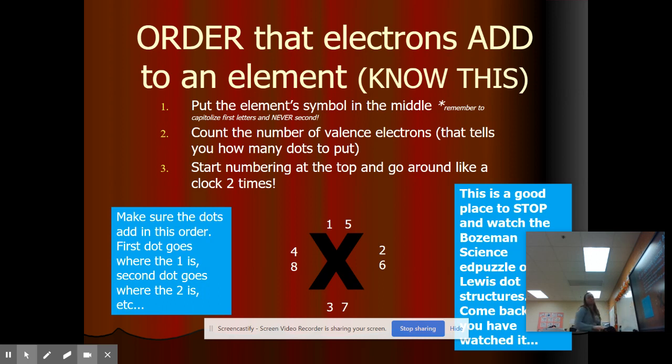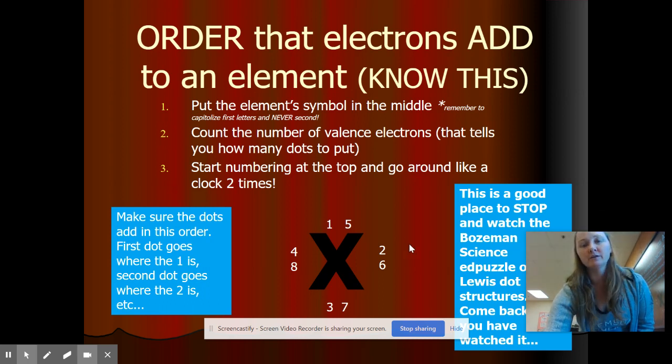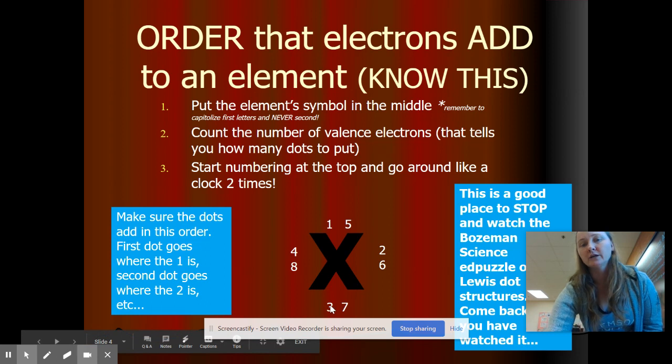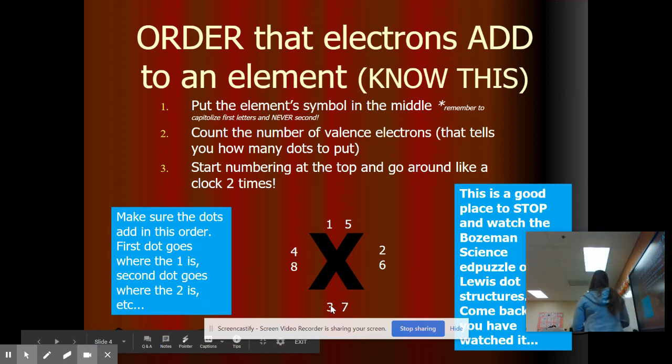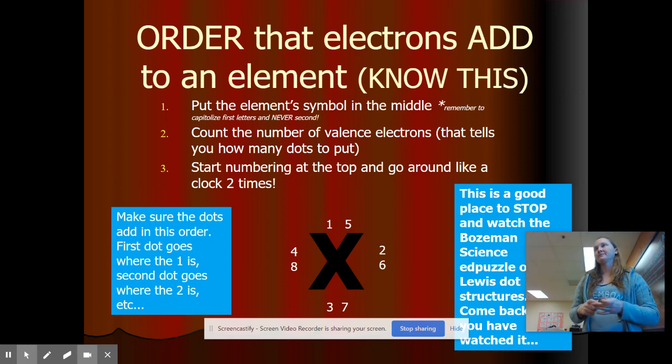The reason why I put it on bottom, I would put the second down where the 3 is. And the reason why I do that is because they're going to go as far away as they possibly can. So I would do 1, 2, 3, 4, 5, 6, 7, 8. They go not like that. 1, 2, 3, 4, 1, 2, 3, 4. And the reason why is because they're going to be as far apart as they possibly can be.